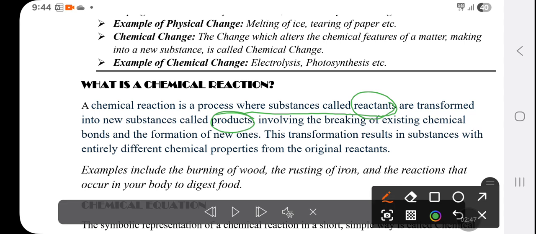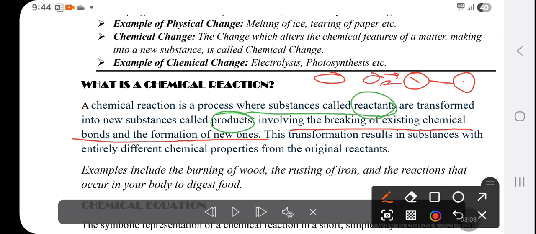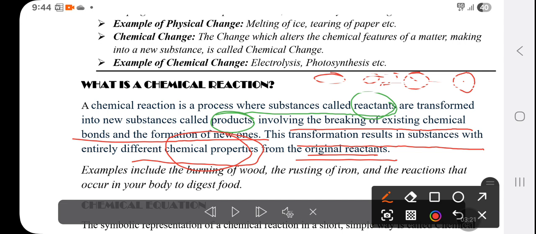And what happens during a chemical reaction? It involves the breaking of existing chemical bonds and the formation of new ones. Suppose we have these two bonds, and this is broken down to this and this. So this is how a chemical reaction occurs. Also, this transformation results in substances with entirely different chemical properties from the original reactants. So let us understand some examples of chemical reactions.